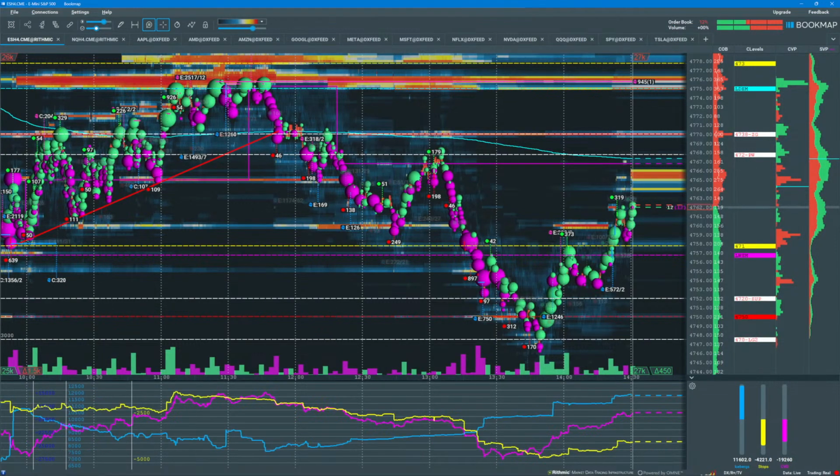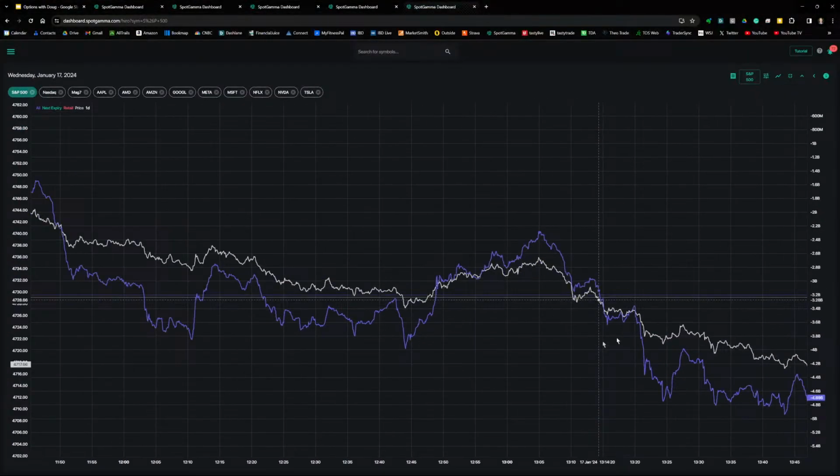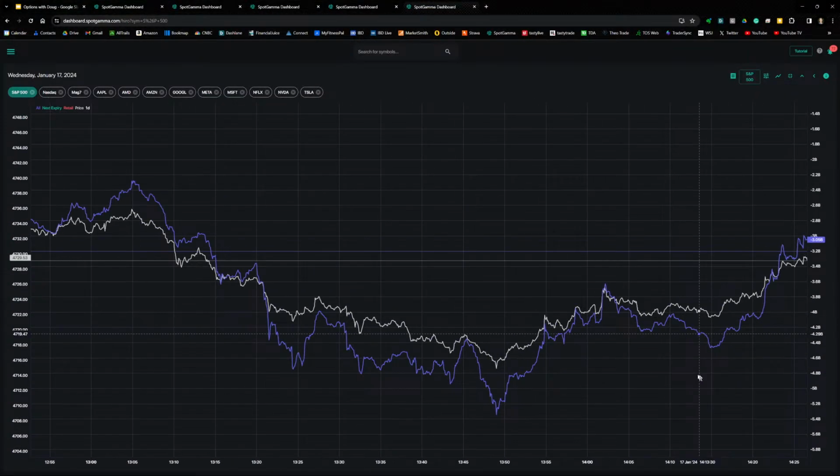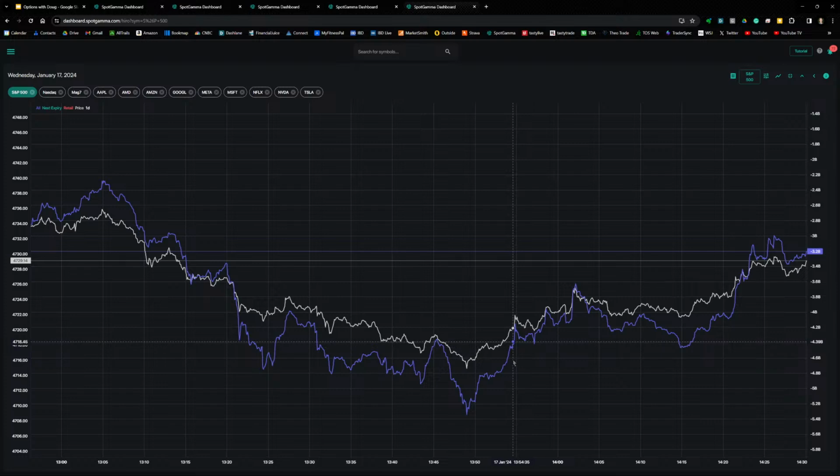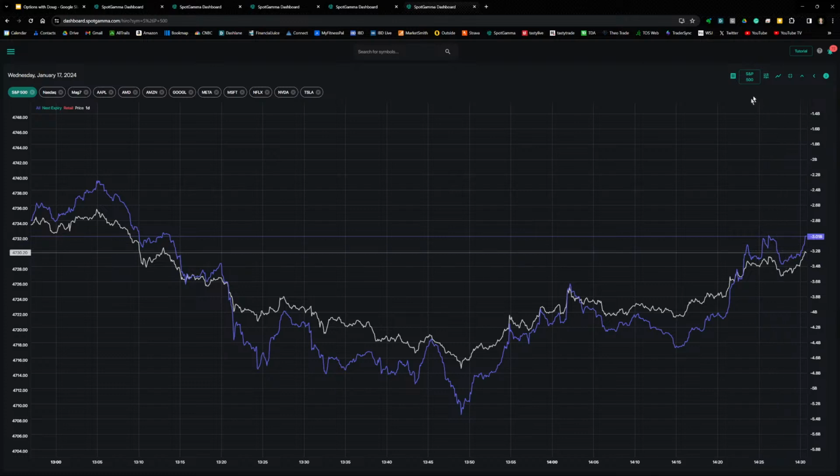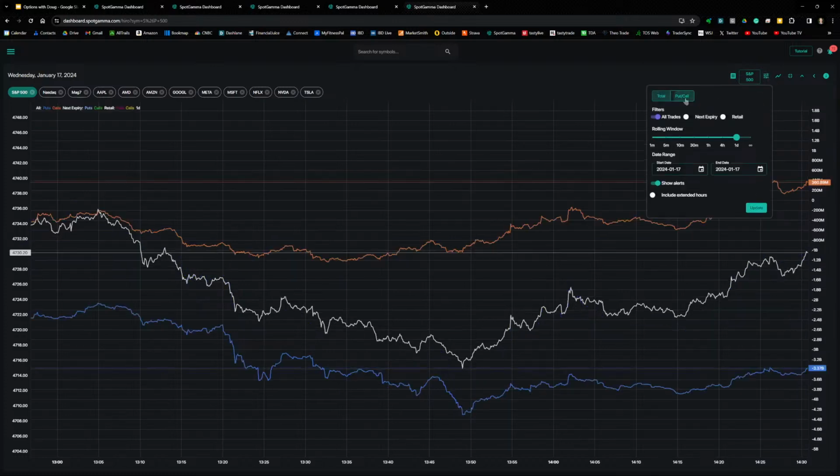Let's go back to Hero. Let's see what options traders are doing again. I'm going to zoom in on this a little bit. So right around 1350, traders started taking positive delta positions. Separate out puts and calls.